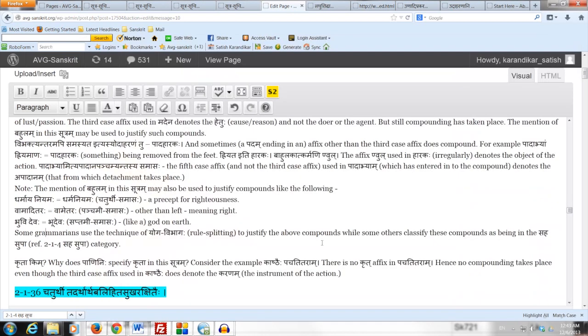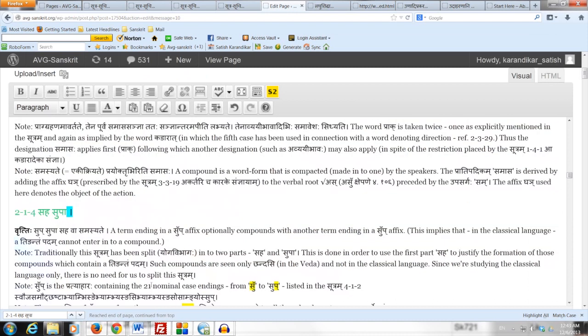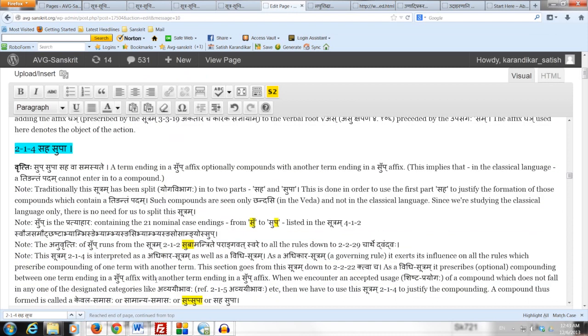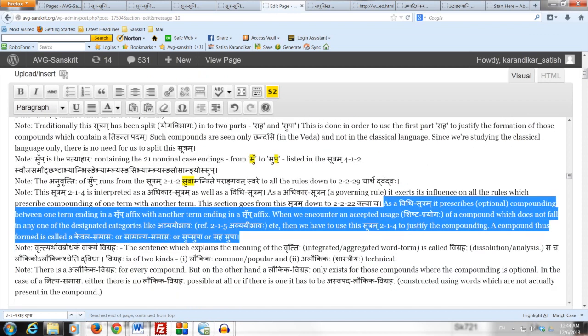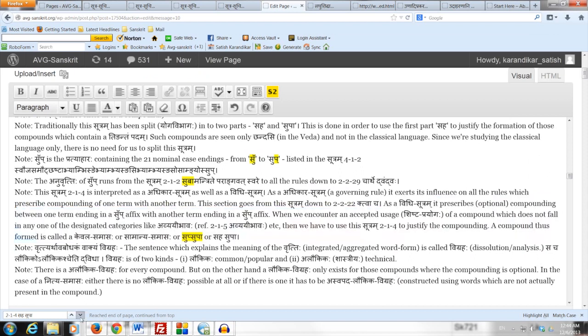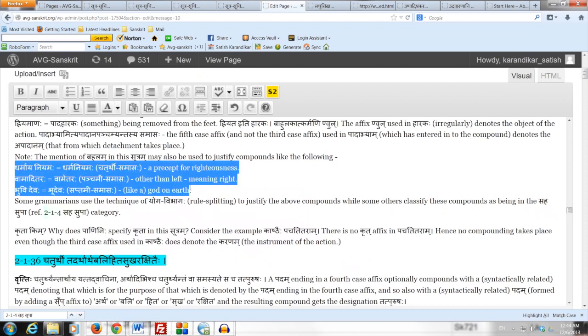Now, some other grammarians justify these compounds by classifying them as being in the Sahasupa category. When we studied the Sutram 2.1.4 Sahasupa, we made the mention that Sutram 214 Sahasupa may also be taken as a Vidhi Sutram to justify those compounds which are like miscellaneous compounds which don't fit into any of the specific categories of compounds. So that is the third way of justifying these compounds like Dharma Niyamaha, Vametaraha, Bhudevaha, etc. So please keep these techniques in mind when you see them being used. You know what they mean.